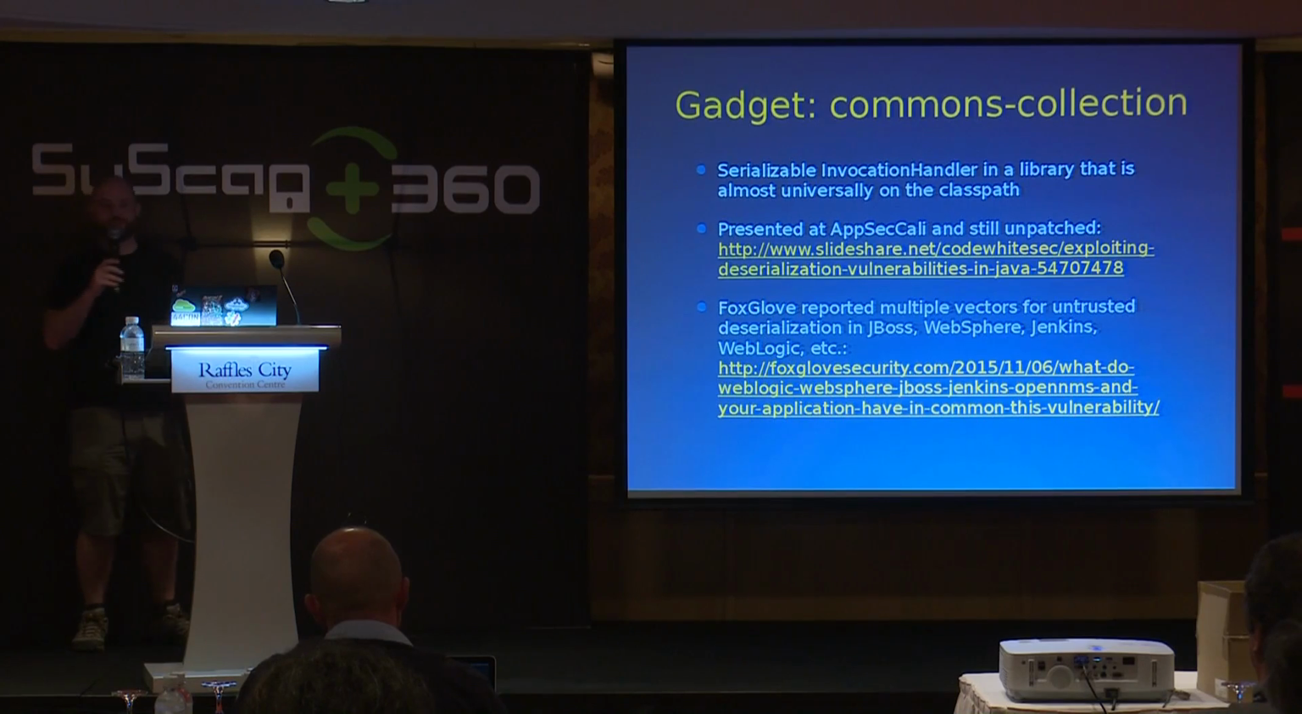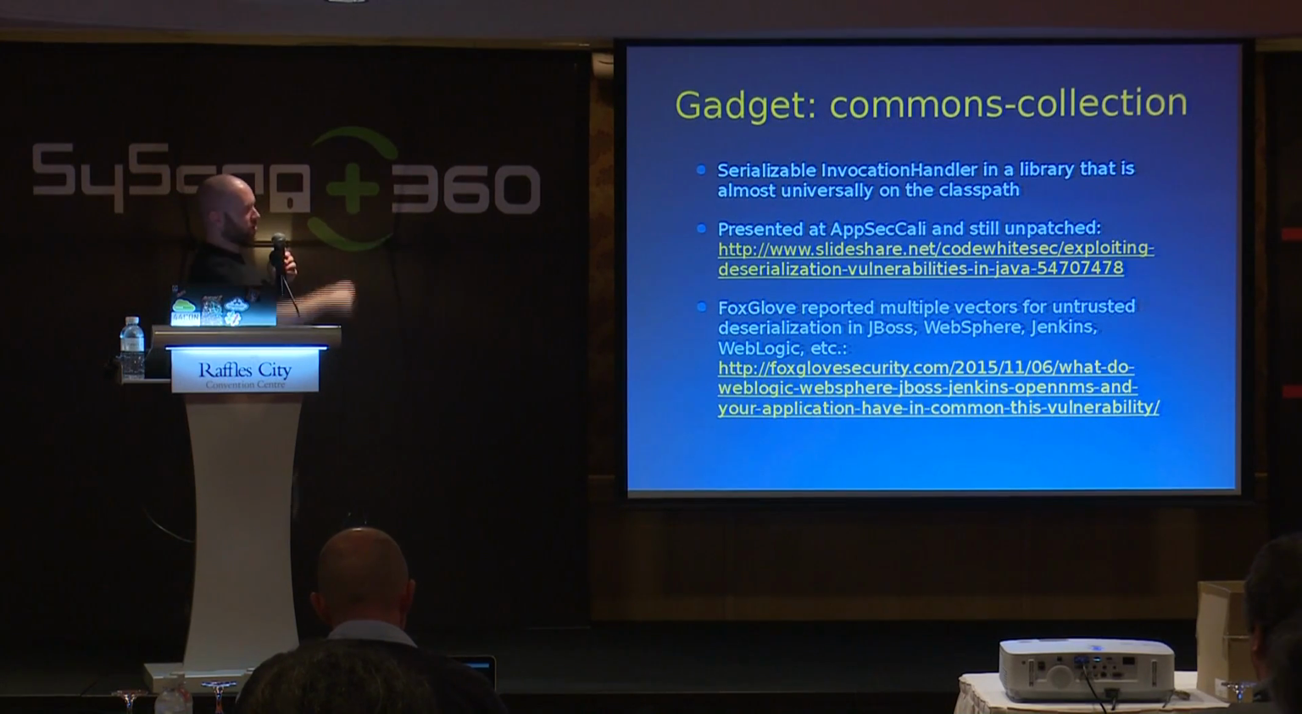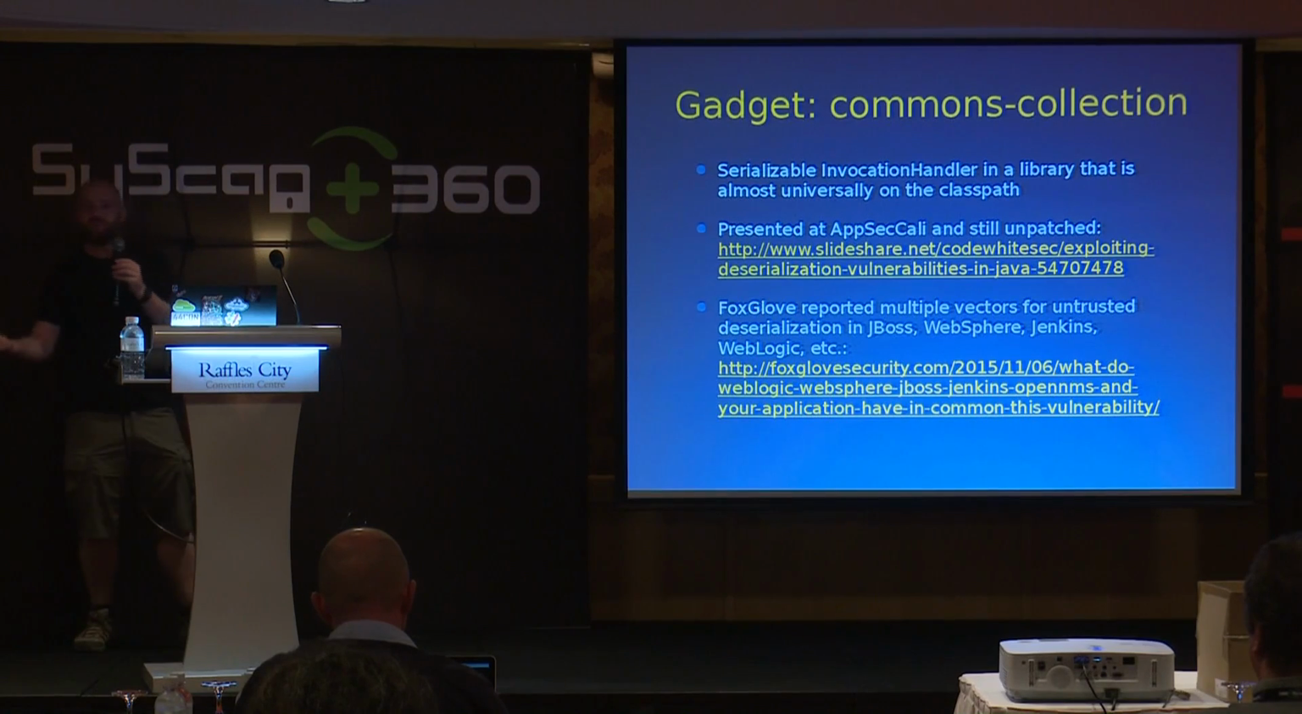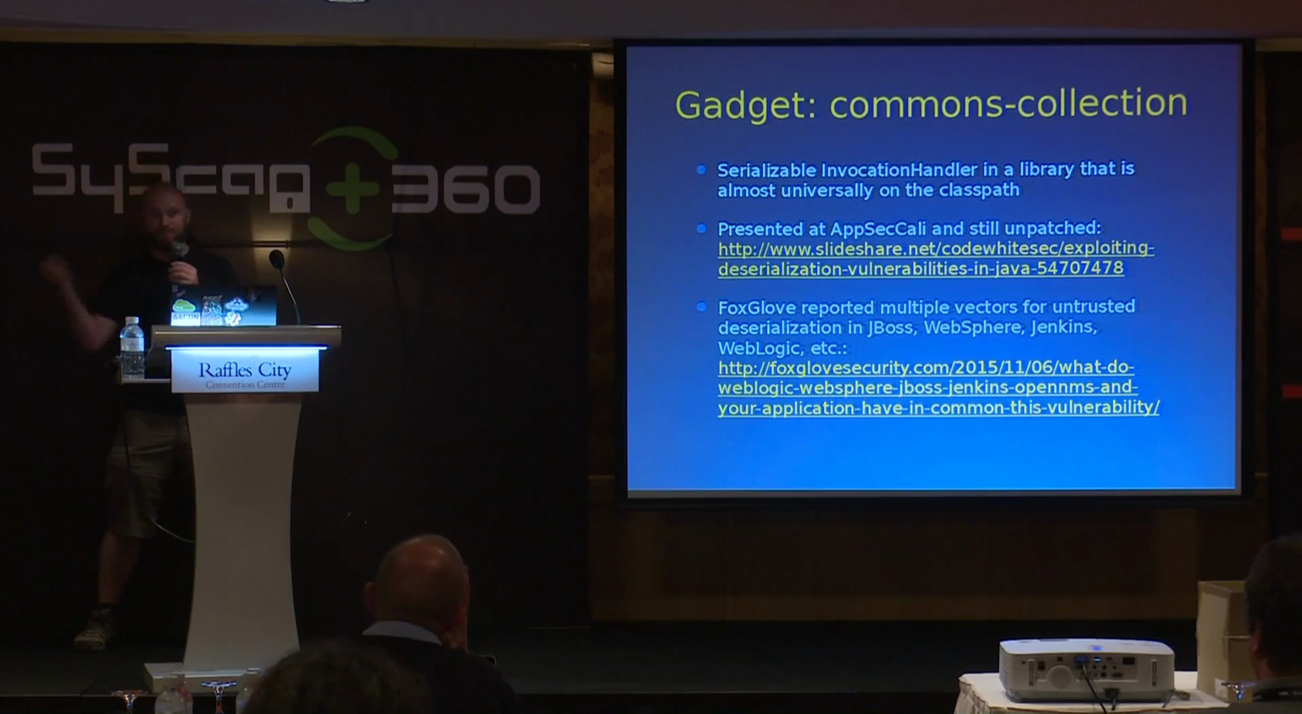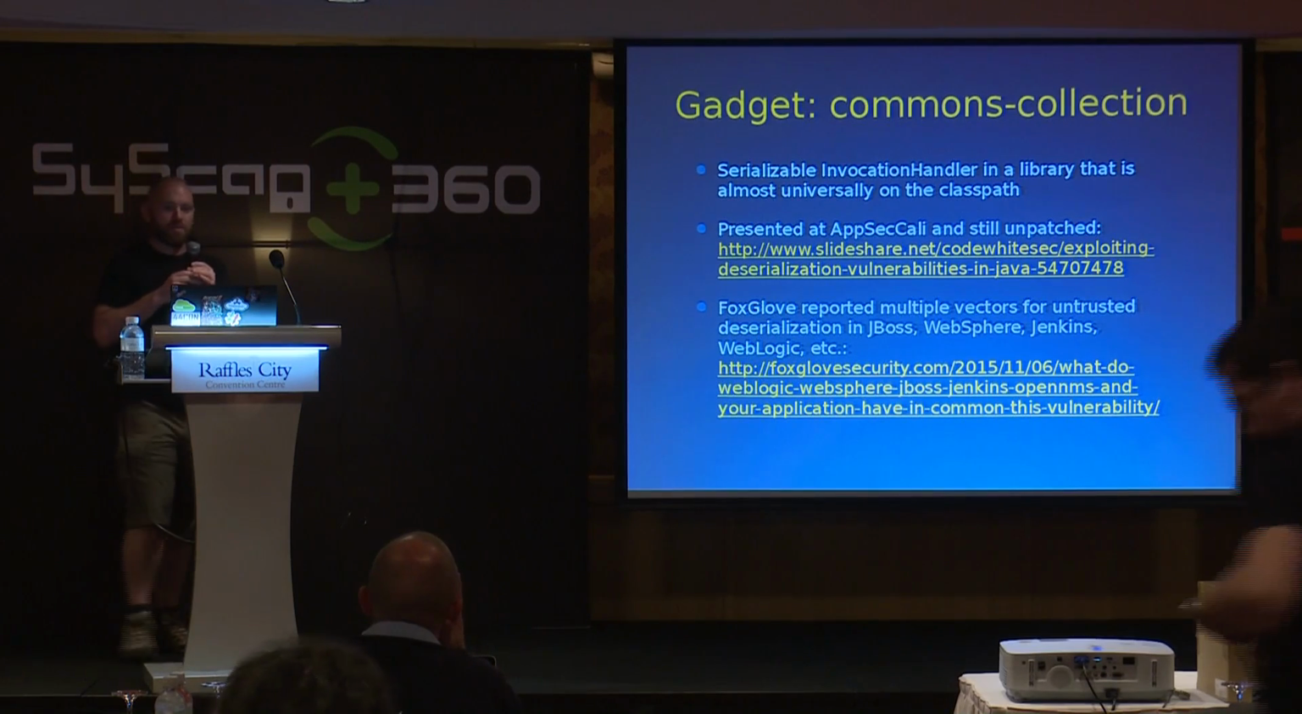So they found a really cool one in Commons Collection. Commons Collection is really common. It's used in pretty much every Java app. So this is fantastic. There is a patch that's sort of applied now, but it's not properly patched because of the Apache Software Foundation's assertion that this is actually a vulnerability in the deserializing app and yada, yada, yada.